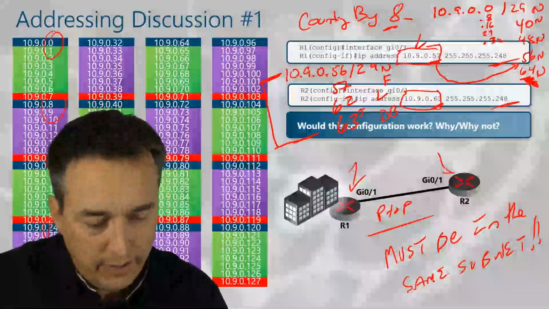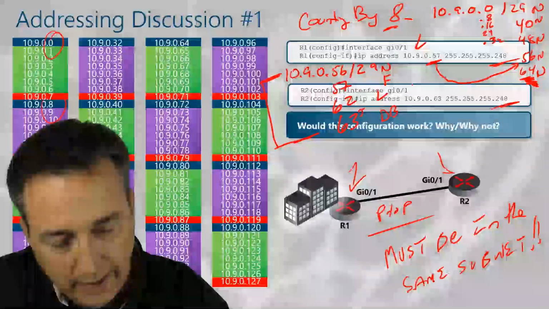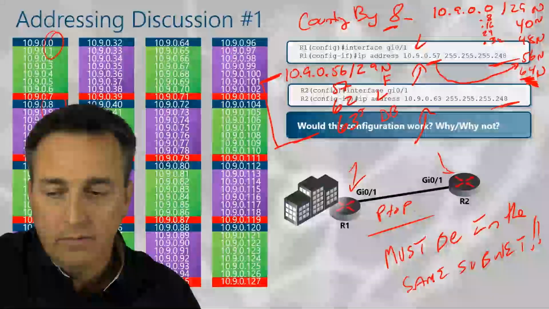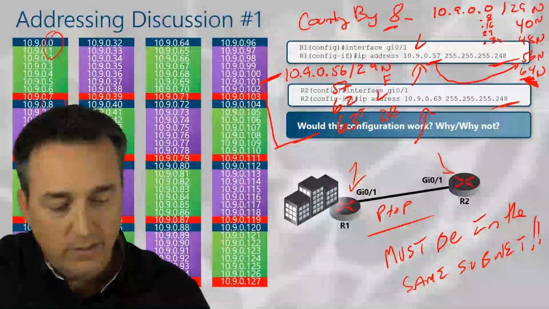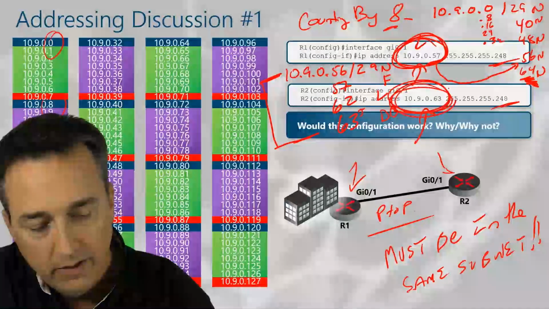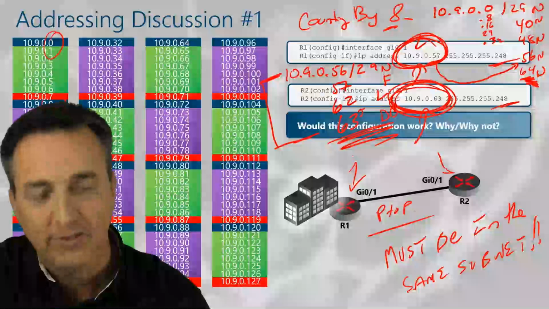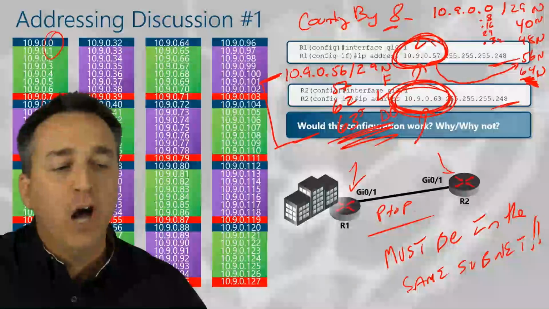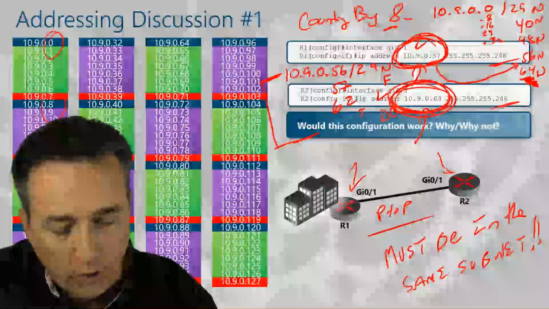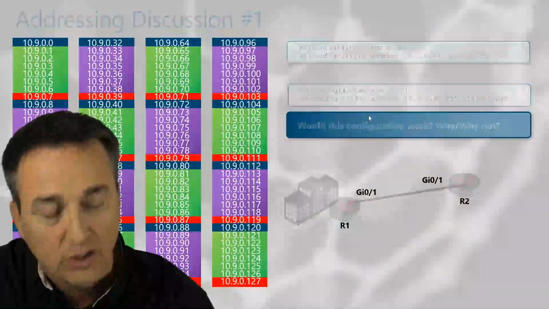But the next question is, are they valid addresses? Is this a valid address? Is this a valid address? The answer to that is, this is valid. This, not valid. Why? That's the directed broadcast address, right? So this would not work. So the question is would this configuration work? Why or why not? The answer is this configuration does not work.